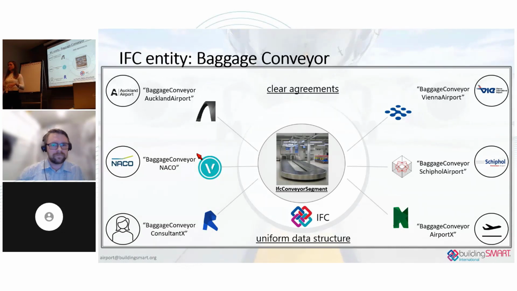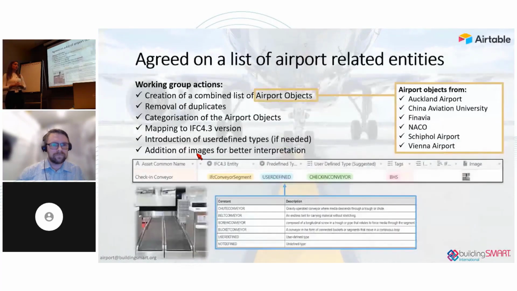So it's really just creating one language based on the airport-specific objects that are necessary for the airport room. So what we did is we agreed on a list of airport entities. We asked a lot of our stakeholders, different airports, different organizations from the airport steering committee, to deliver us a list of airport-specific entities that they use in their facility. So we got a list from Auckland Airport, China Aviation University, Finavia, NACO, Schiphol, and Vienna.